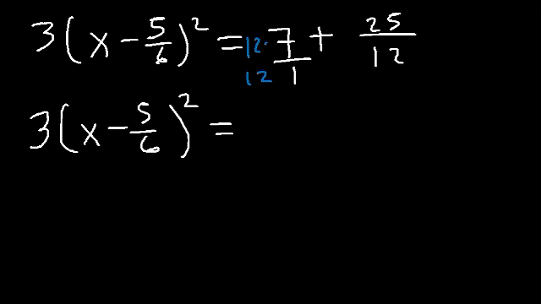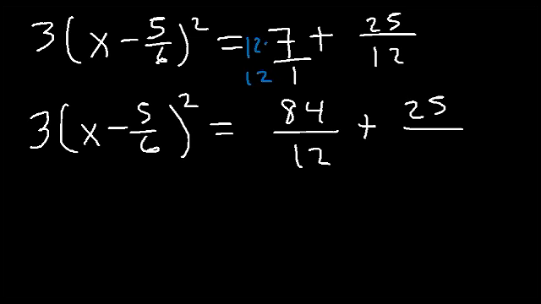Seven times 12 is 84, since 7 times 10 is 70, 2 times 7 is 14, and 70 plus 14 is 84. So now we need to add 84 plus 25. 4 and 5 is 9. 80 and 20 is 100. So 84 plus 25 is 109. So we have 109 over 12.